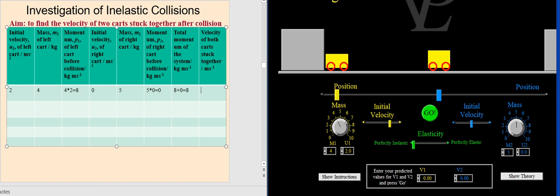Now, we can use this to find what the velocity of both of the carts stuck together is going to be. In order to do that, we need to remember that the total momentum of the system is equal to the total mass of the system multiplied by the velocity of the two carts moving away together. So that means the velocity of both carts stuck together, we can predict by doing the total momentum of the system divided by the total mass. The total momentum of the system is 8, and then we divide it by the total mass. In this case, that's 4 plus 5. So this gives us 8 divided by 9, which is 0.89.